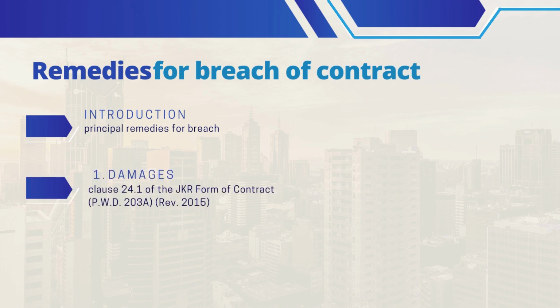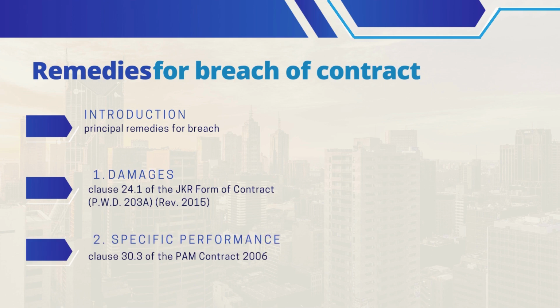Damages are the most common remedy for breach of contract in construction law. Damages are intended to compensate the non-breaching party for any losses suffered as a result of the breach of contract. In the construction industry, damages may include costs incurred as a result of the breach, such as the cost of remedying defects or delays caused by the breach. For example, Clause 24.1 of the JKR Form of Contract, PWD 203A, Revision 2015, states that if the contractor breaches the contract, the employer may claim damages for any loss or damage suffered as a result of the breach.